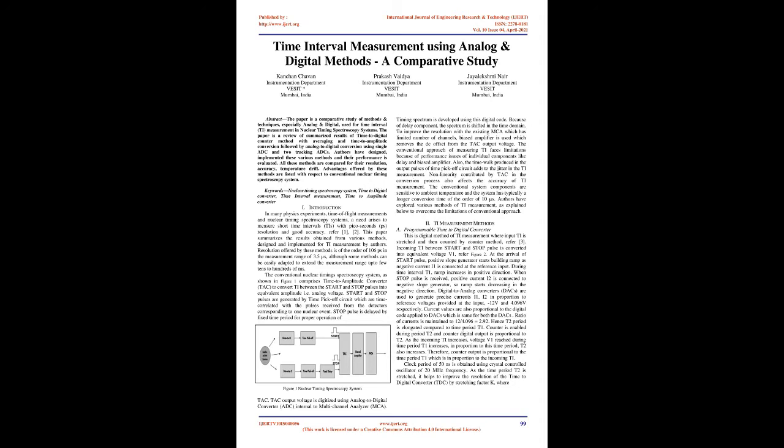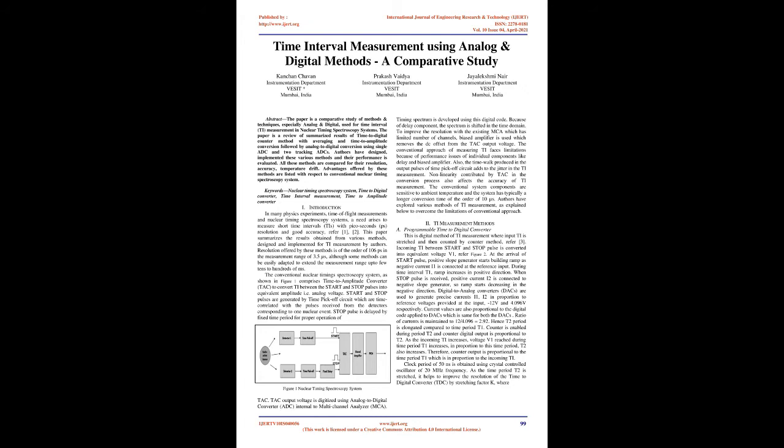TAC output voltage is digitized using an analog-to-digital converter, ADC, internal to the multi-channel analyzer, MCA. The timing spectrum is developed using this digital code. Because of the delay component, the spectrum is shifted in the time domain. To improve the resolution with the existing MCA, which has a limited number of channels, a biased amplifier is used, which removes the DC offset from the TAC output voltage.